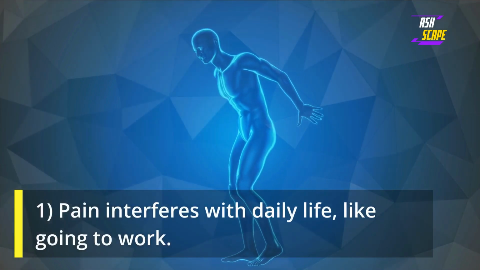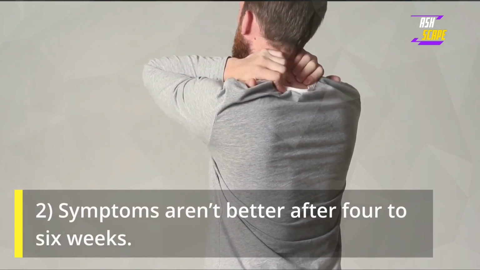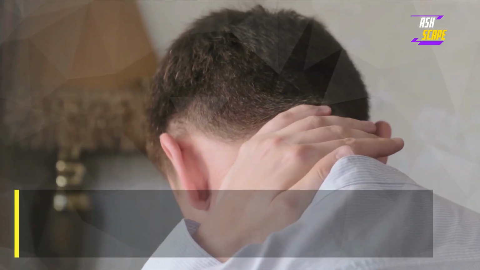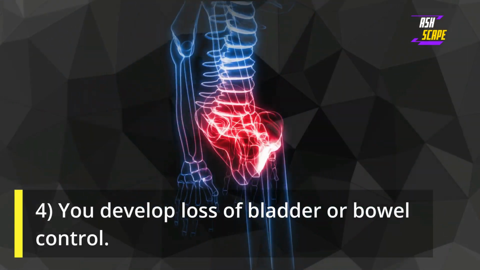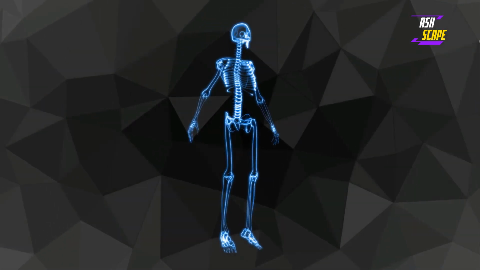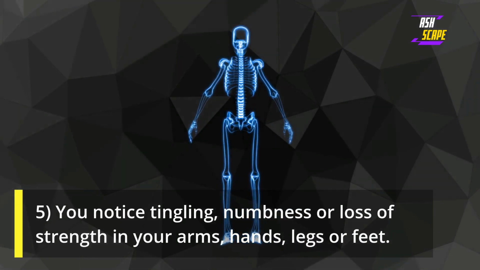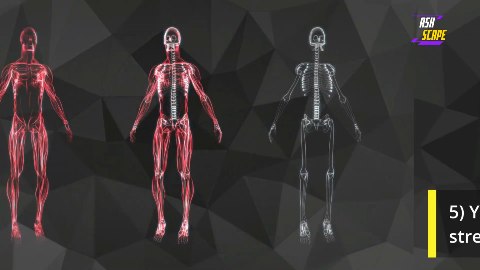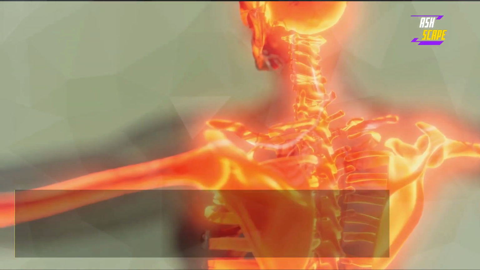Pain interferes with daily life, like going to work. 2. Symptoms aren't better after 4 to 6 weeks. 3. Symptoms get worse. 4. You develop loss of bladder or bowel control. 5. You notice tingling, numbness or loss of strength in your arms, hands, legs or feet. 6. You have trouble standing or walking.